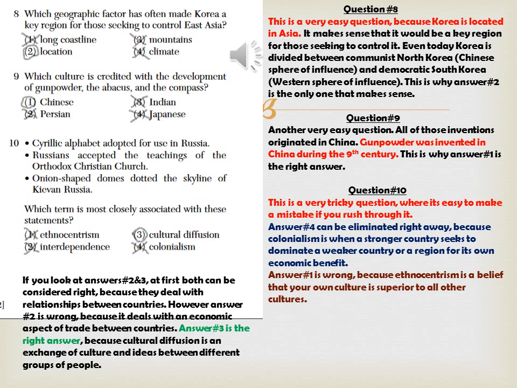So, why? Because cultural diffusion is an exchange of culture and ideas between different groups of people. So this is why it would be easy to make a mistake on this question, but if you know your history, it's easy. Let's move on.